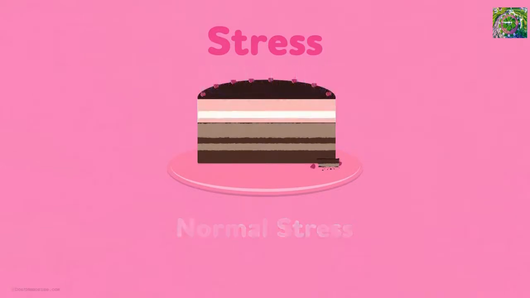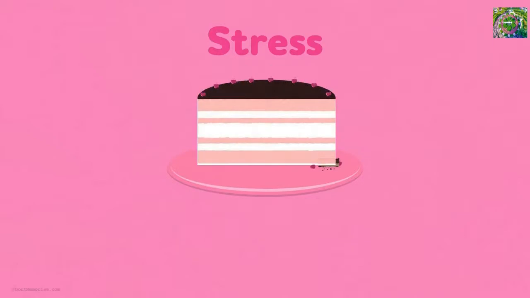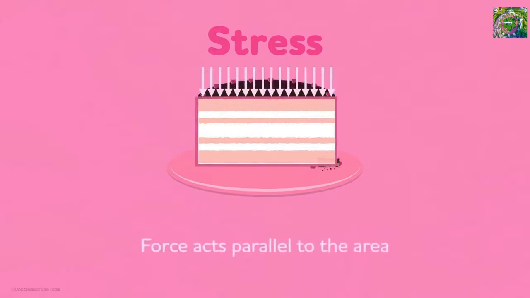But what about these cross-sectional areas of the cake? The area on top is not the only area that experiences stress. As we pierce the knife in, this cross-sectional area experiences stress too. It doesn't look too obvious, but it does experience stress. We can also see that the force is not perpendicular to this area. It acts parallel to it as we are pushing the knife straight down.